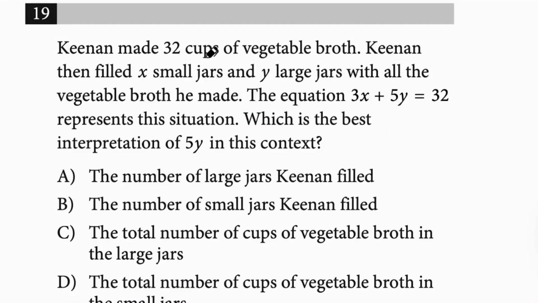Keenan made 32 cups of vegetable broth. Keenan then filled x small jars and y large jars with the vegetable broth he made. The equation 3x plus 5y is equal to 32 represents this situation. What is the best interpretation of 5y in this context?